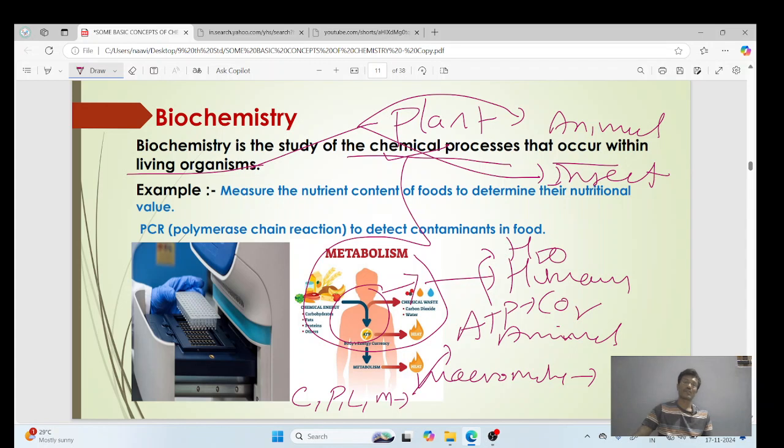Now, biochemistry is also helpful for detecting contaminated food with the help of PCR. PCR means polymerase chain reaction. With the help of that we can detect the contaminated food, and the content of a food determines its nutritional values.